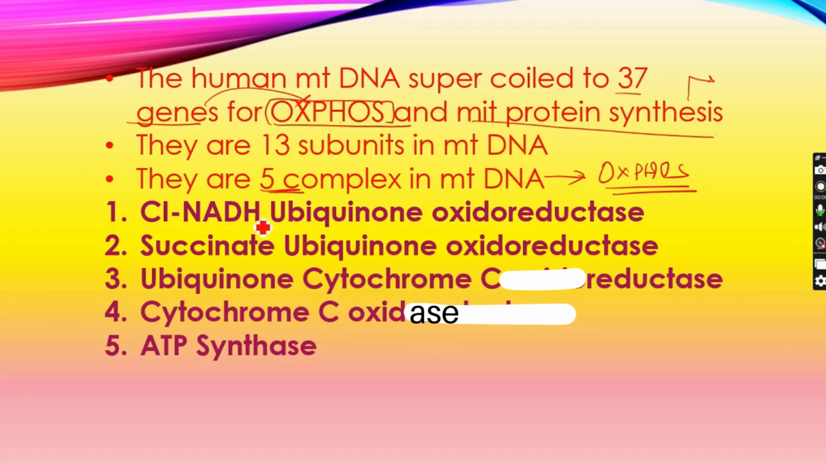NADH ubiquinone oxidoreductase, in general known as NADH oxidoreductase, succinate oxidoreductase, cytochrome C oxidoreductase, cytochrome C oxidase, and ATP synthase. All these are the complexes. For these complexes, the mitochondrial DNA carries the gene information. This mitochondrial DNA carries the information for the synthesis of these complexes.